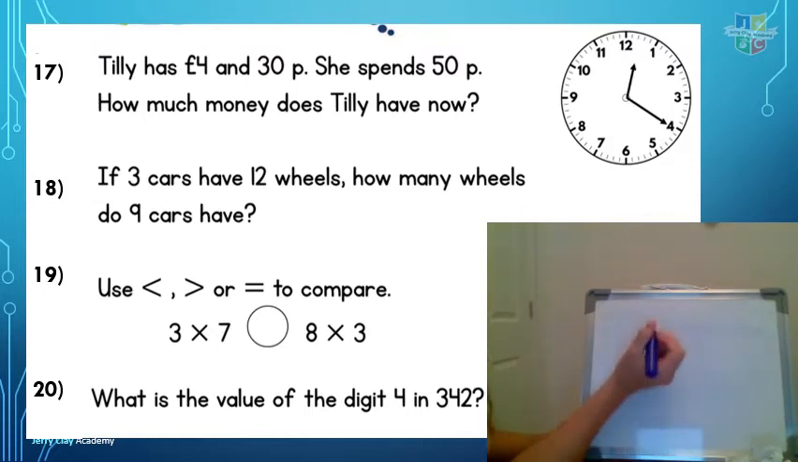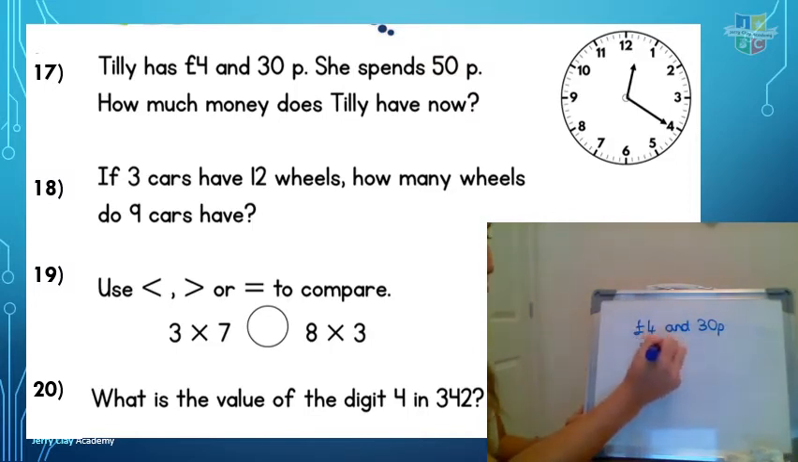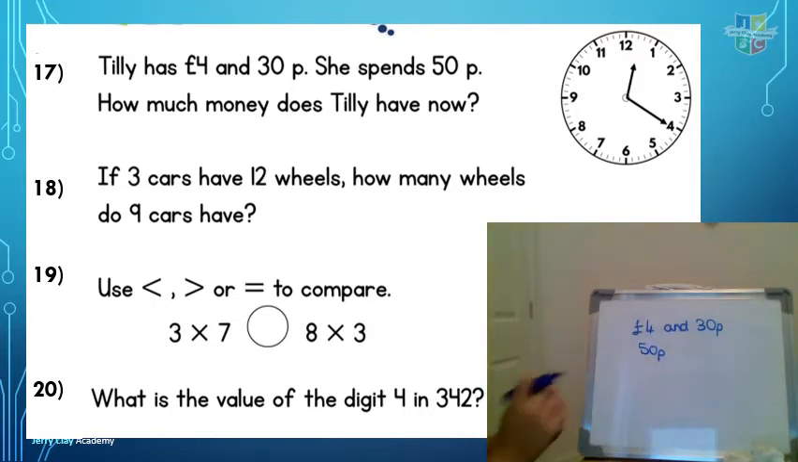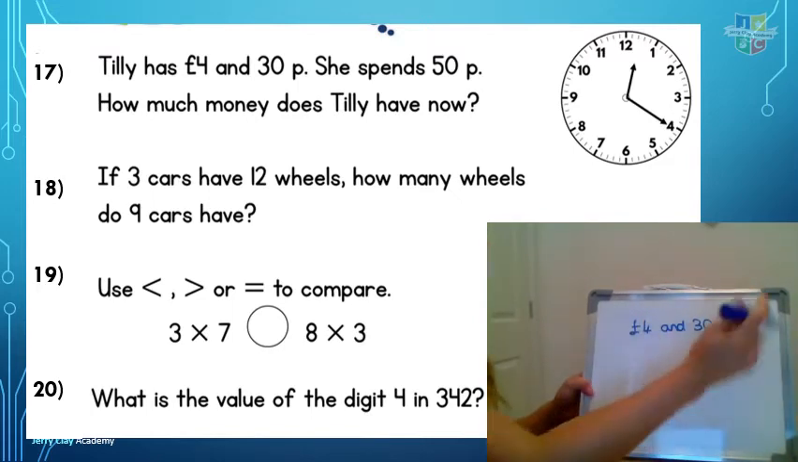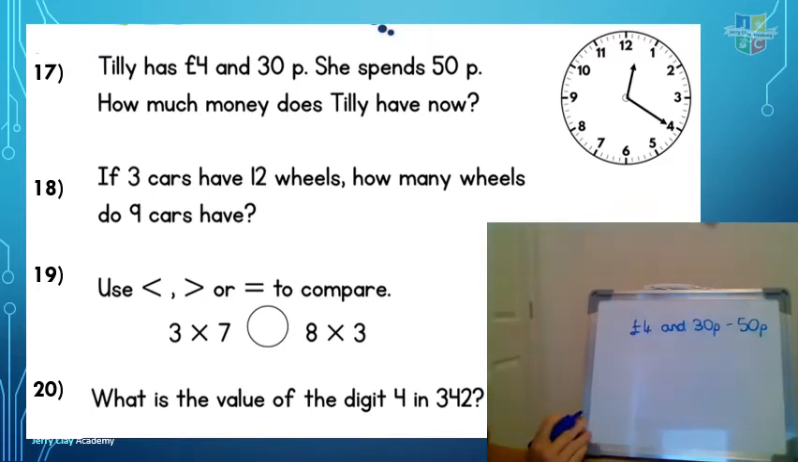Okay, I'm going to pull out the keywords now for number 17. Tilly has £4.30. She spends, so she gives away 50p. And how much does she have now? So she's giving away 50p. We want to know how much is left, so we're going to take away. Now, because we are in pounds and we are in pence, there are 2 ways we could do this.